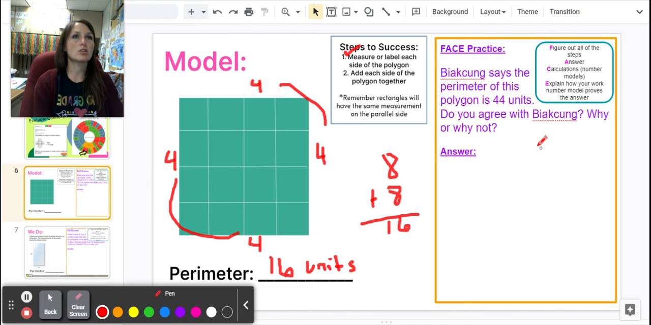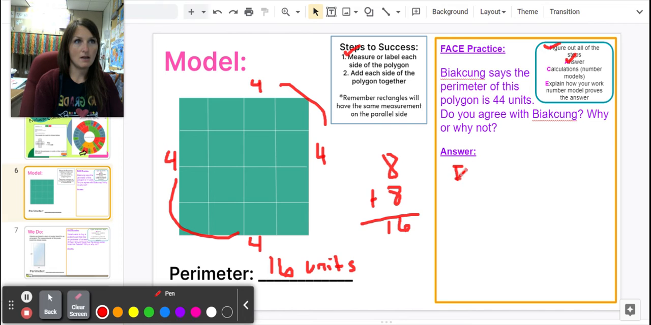Now we're going to do the FACE strategy. It says, Byakshan says the perimeter of this polygon is 44 units. Do you agree with Byakshan? Why or why not? It looks like he just put these together, 44. But that is not correct. It's supposed to be 16. So do we agree with Byakshan? No. So we figured out all the steps. Now what's my answer? We do not agree.